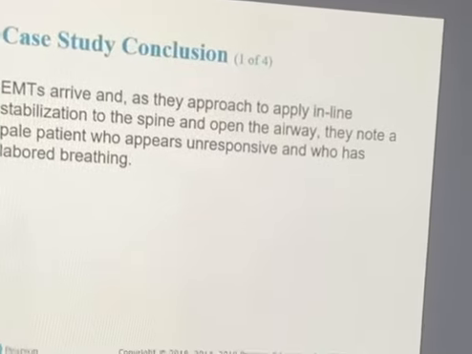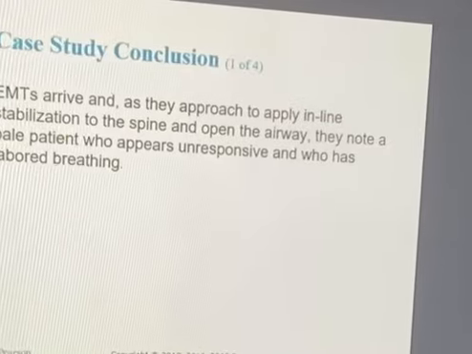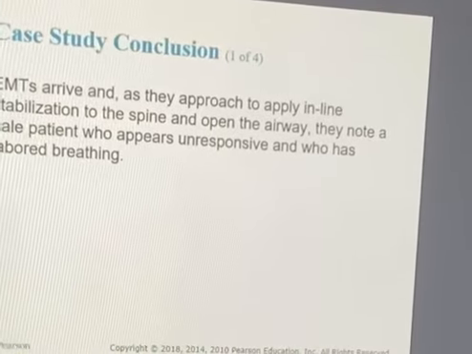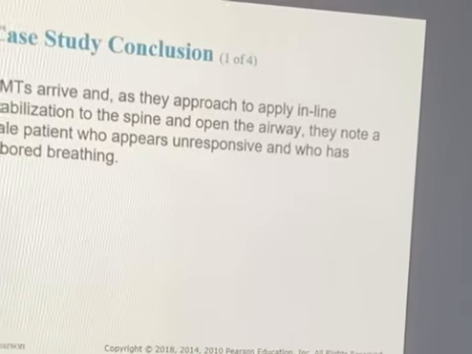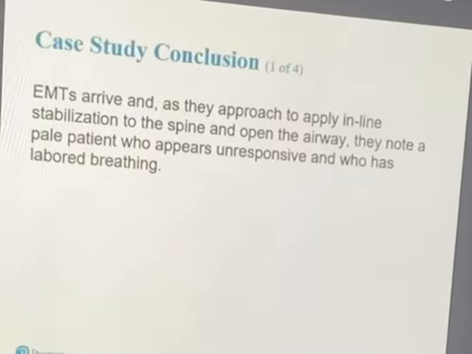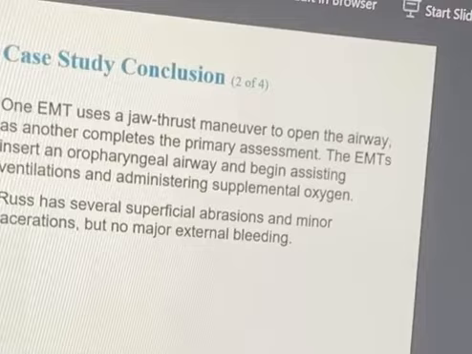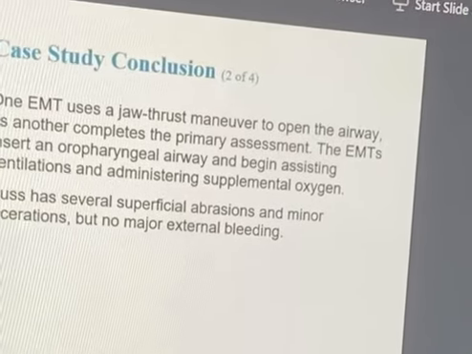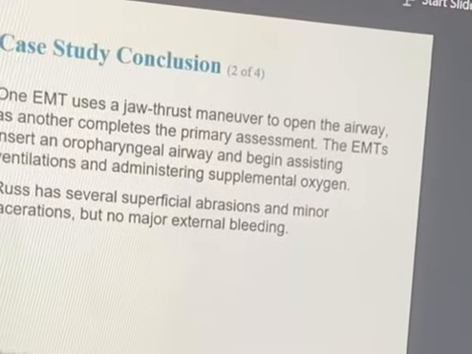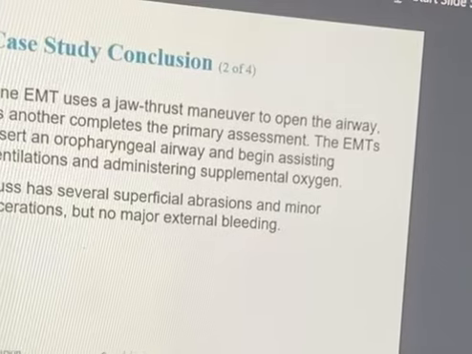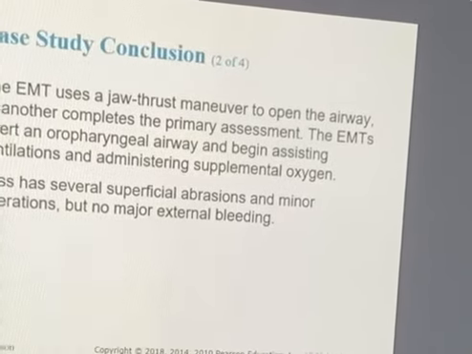The EMTs arrive, and as they approach to apply inline stabilization to the spine and open the airway, they note a pale patient who appears unresponsive and who has labored breathing. One EMT uses a jaw thrust maneuver to open the airway as another completes the primary assessment. The EMTs insert an OPA and begin assisting ventilations and administering supplemental oxygen.